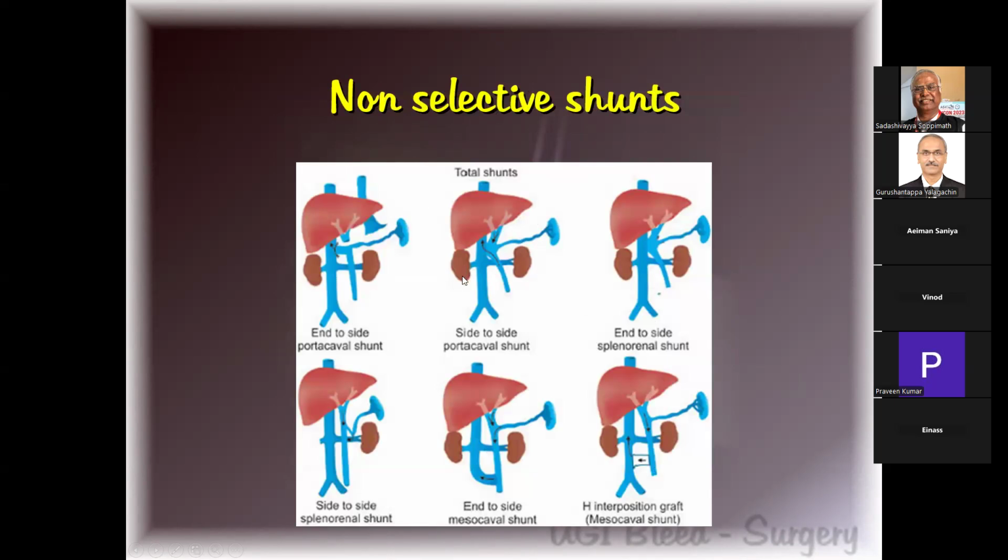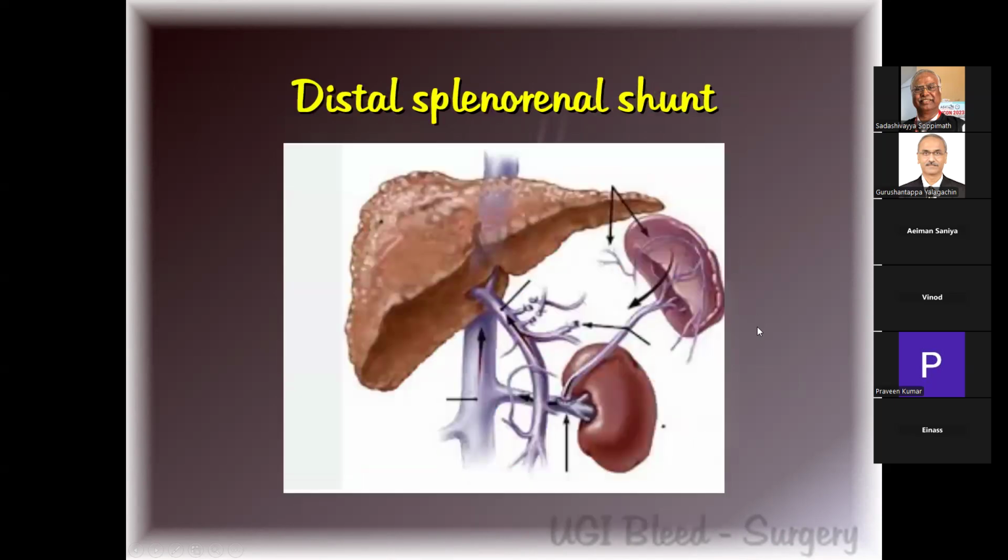These are the total shunts, and as you can see, there are so many of them. Portacaval shunt and the H shunt or the mesocaval shunt are the common ones. I will share this PPT with you so you can know more about it. Just to know, it is of historical importance. And I've got another picture of a nice splenorenal shunt. See that the whole of the stomach is disconnected and the splenic vein is put into the renal vein.